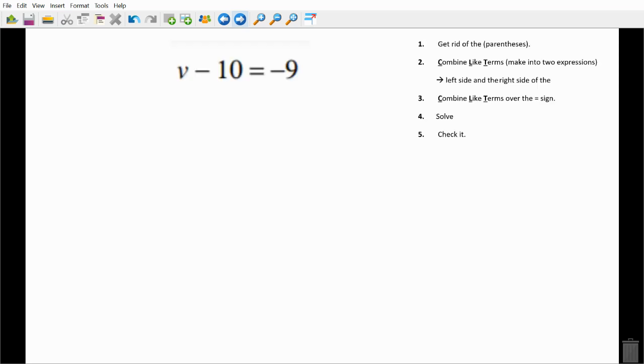Let's get at it. So if you look on the right hand side, I have the list still of the steps to follow, 1, 2, 3, 4, and 5. So we're going to do that right now. Here we go.